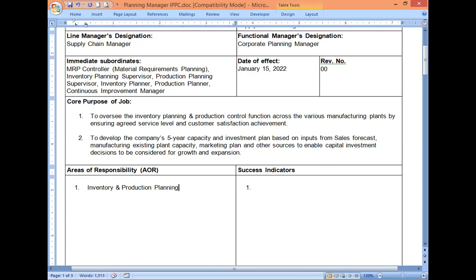But the plan manager already organized the positions of the planner, separating the inventory and production planning. Okay. So management.